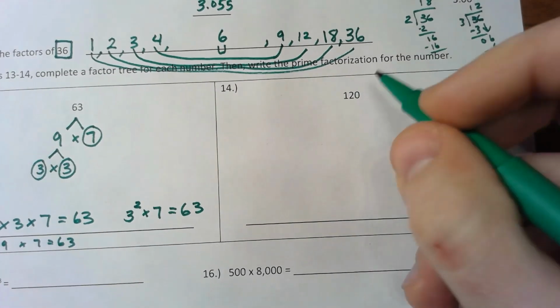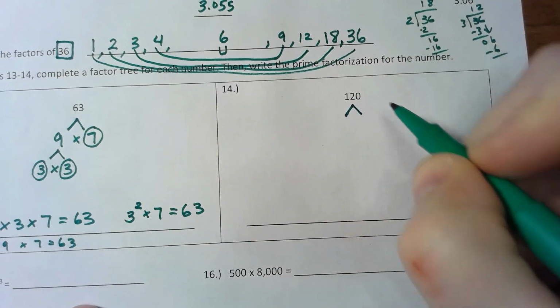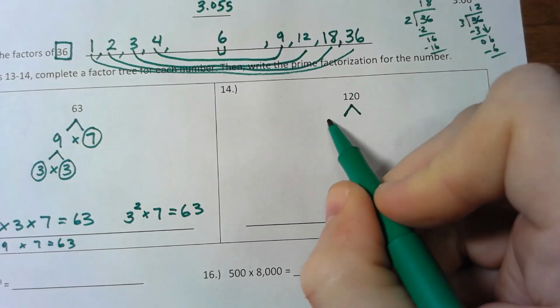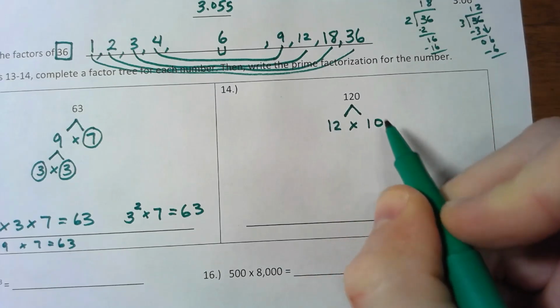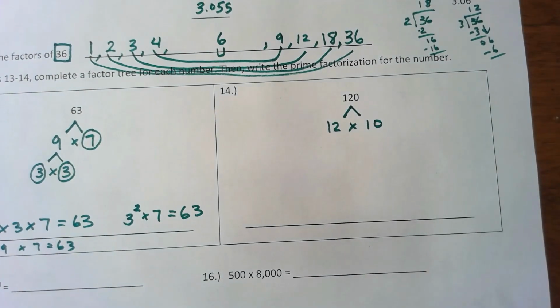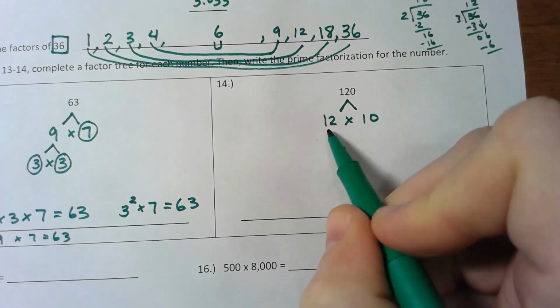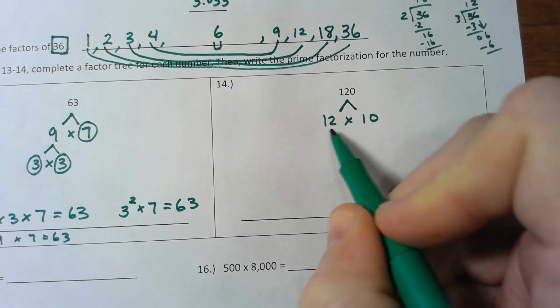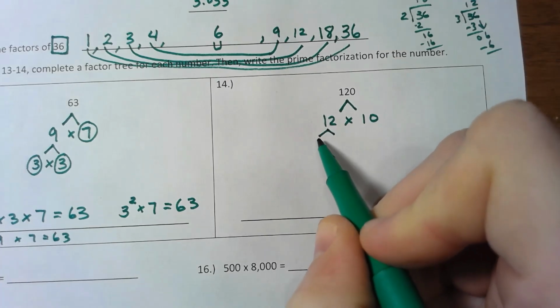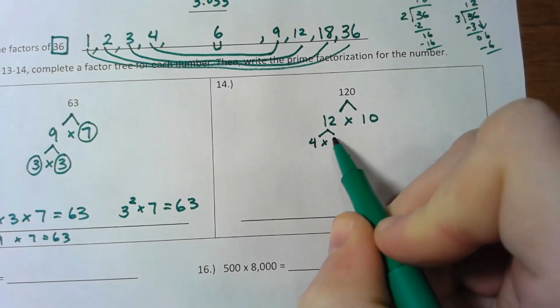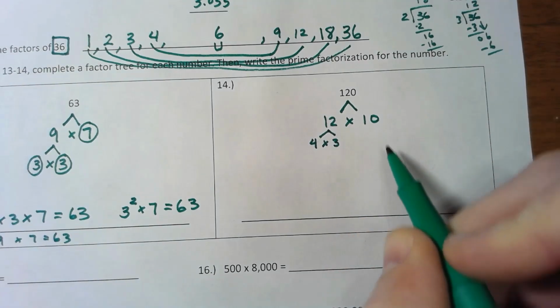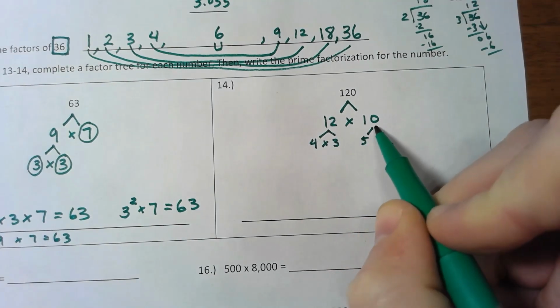Question 14 is 120, and the one that comes to my mind is 12 times 10. You could have done 60 times 2 or 40 times 3. There are quite a few things that you could have done for this one. Neither of these numbers, neither of these factors are prime, so I'm going to split them up. 12, I think of 4 times 3, but you could have done 6 times 2. And 10, I think of 5 times 2.